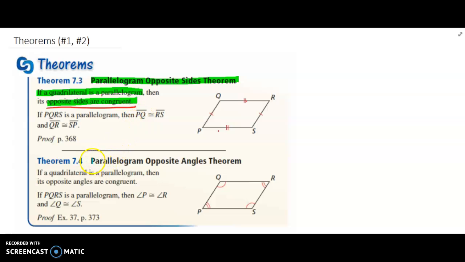Okay, and then the next theorem is the parallelogram opposite angles theorem. And so this theorem tells us if a quadrilateral is a parallelogram, then opposite angles are congruent. So not only are opposite sides congruent, but opposite angles are congruent.